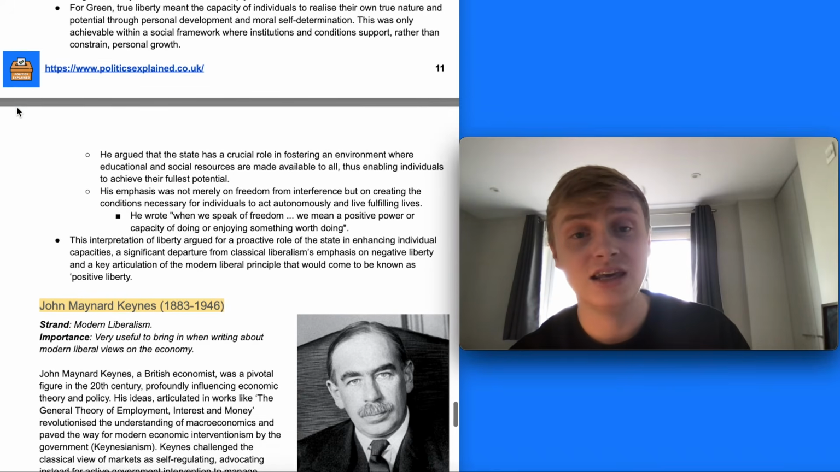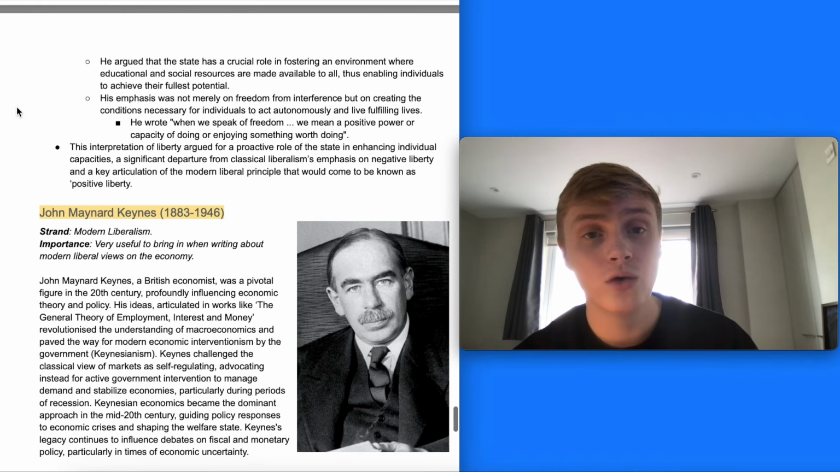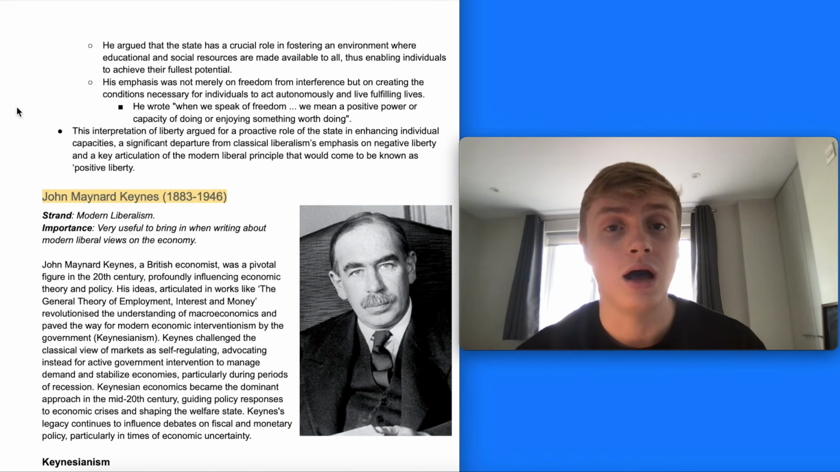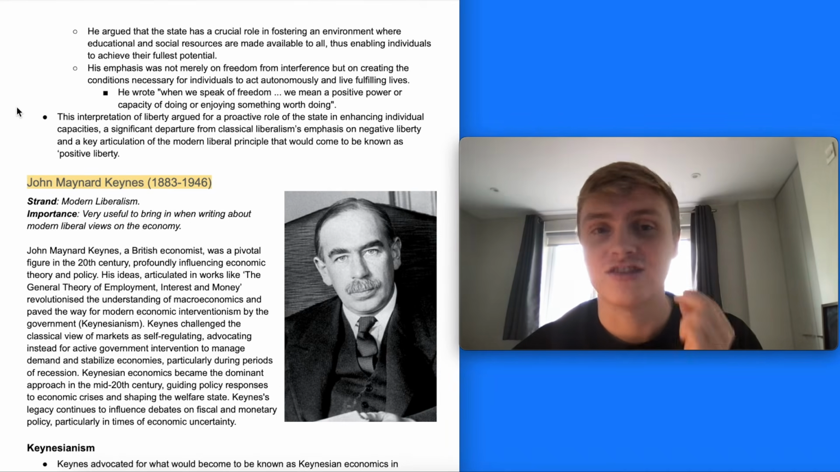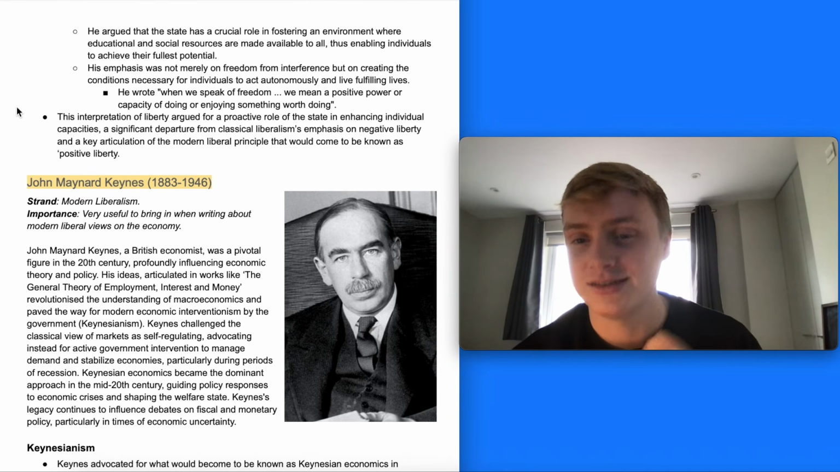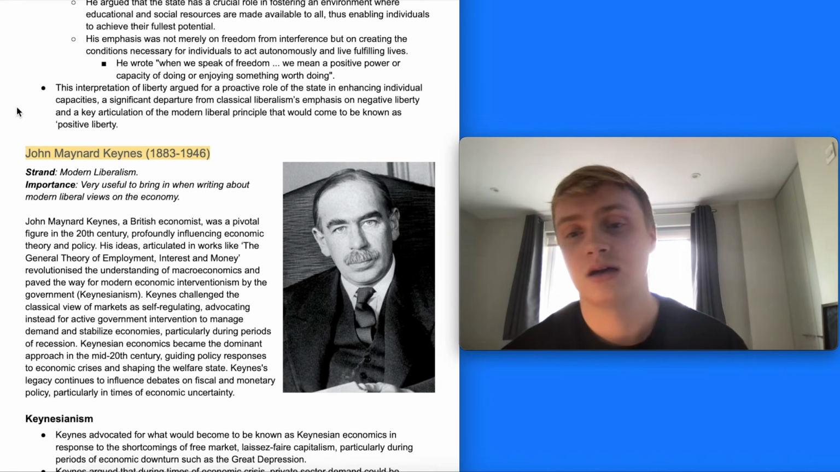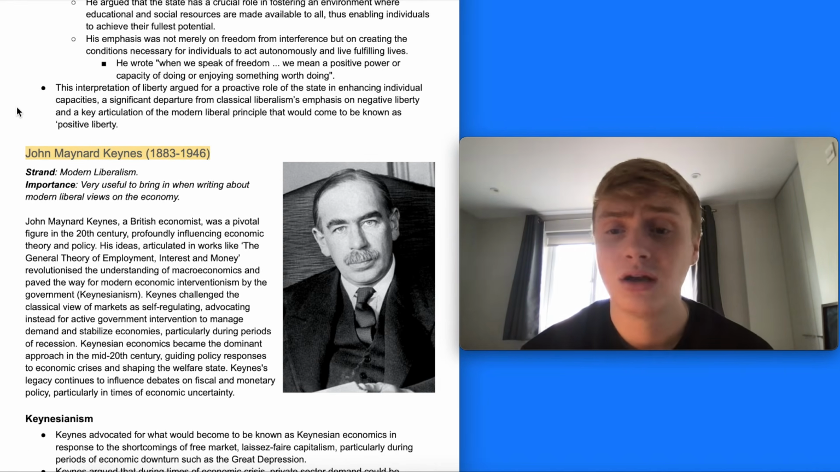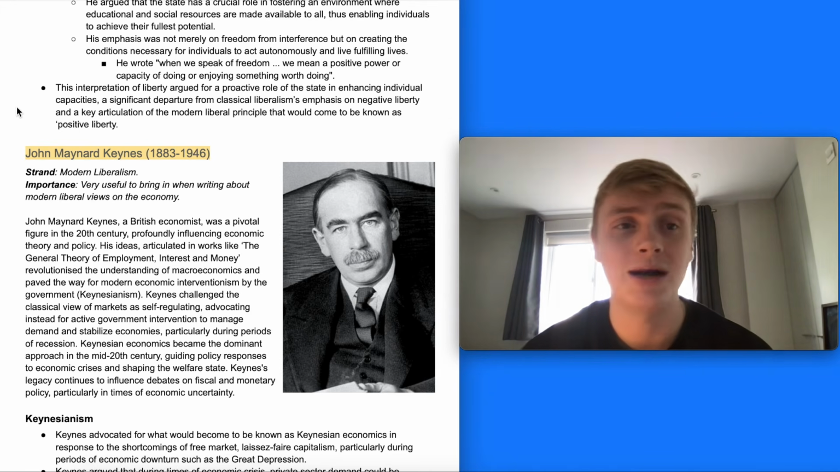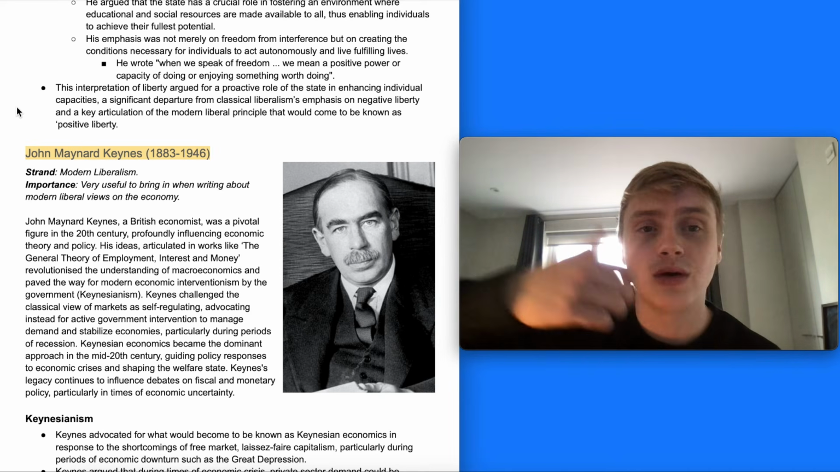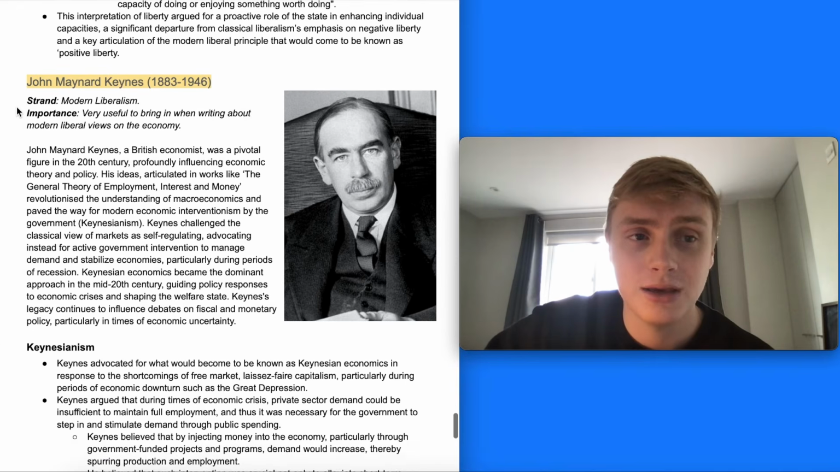So he argued that the state has a key role in fostering an environment where educational and social resources are made available to all, thus enabling individuals to achieve their full potential. So it's about creating the conditions necessary, and this starts the belief in positive liberty that we see emphasised by later modern liberal thinkers who argue for an enabling state as a result. He starts arguing for a proactive role of the state in enhancing and promoting individual liberty.